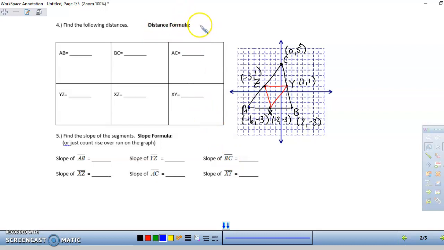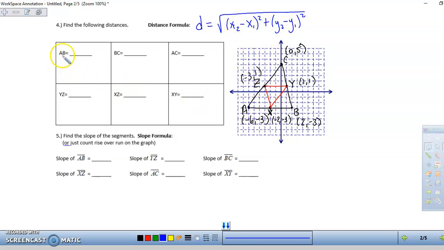So start out with the distance formula. This is a reminder from last year. The distance formula says if you take the square root of x2 minus x1 squared plus y2 minus y1 squared, that'll get you the distance between the points if your points are x1, y1, and x2, y2.